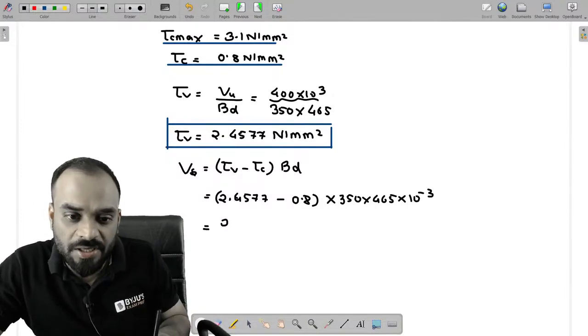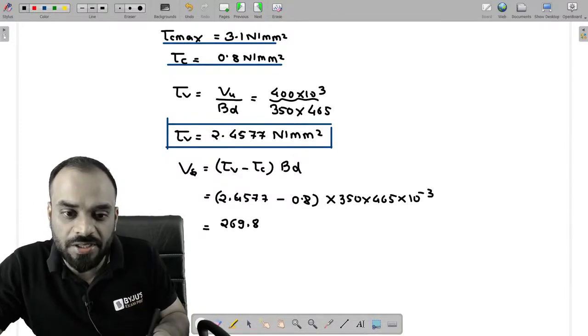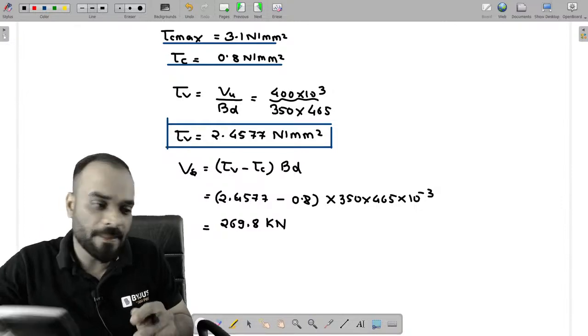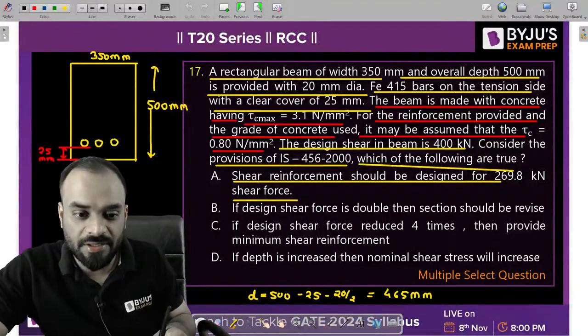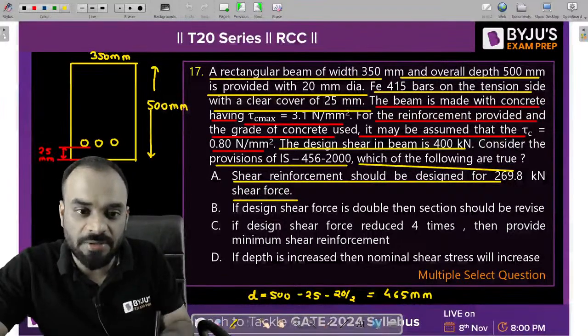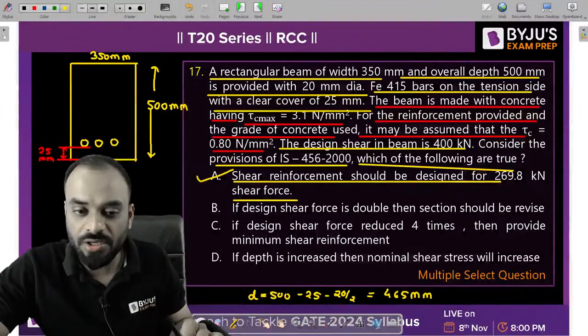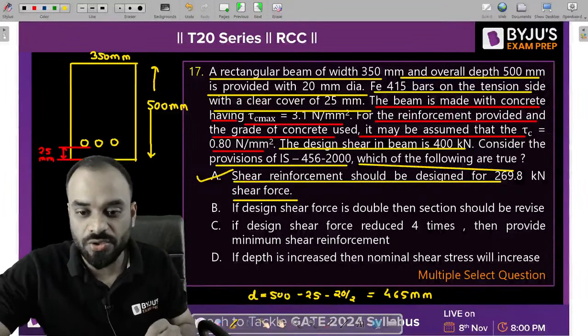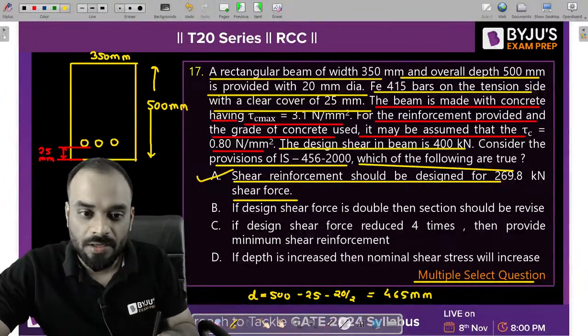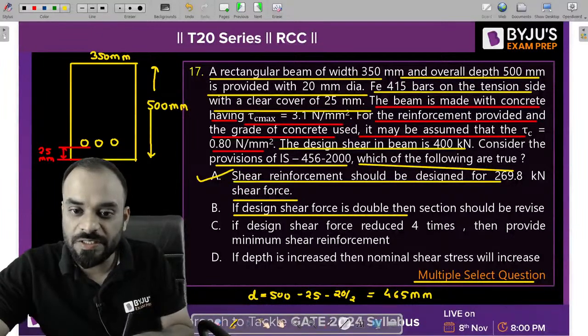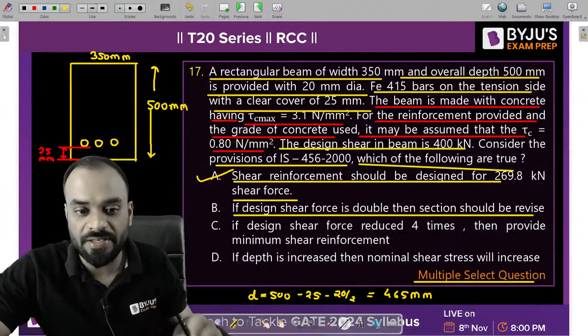So this value is coming around 269.8 kilonewton, and that is our design shear force. Clear? That is our design shear force. So which particular statement is correct? First statement is correct. Okay, but we need to check other options also, guys, because this is an MSQ type of problem. If design shear force is double, then section should be revised.